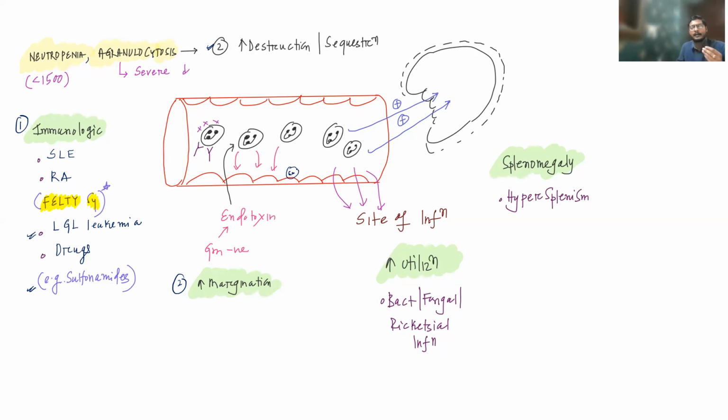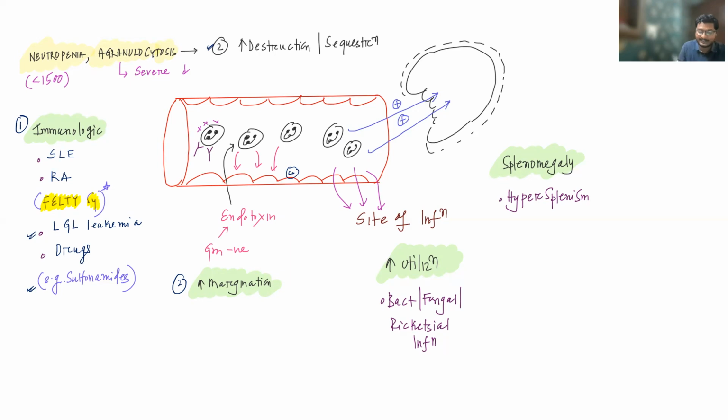Normally, when we check for the neutrophils in the peripheral blood, we only see the circulating pool of the neutrophils. The marginating pool of the neutrophils cannot be measured. In certain conditions, this circulating pool of the neutrophils can go near the endothelium and become part of the marginating pool of the neutrophils.